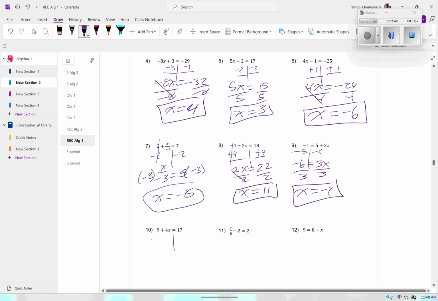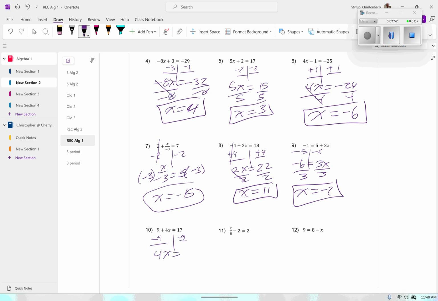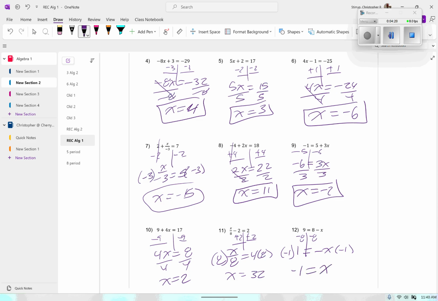Number 10, we're going to subtract 9 from both sides. Divide each side by 4. So x equals 2, because 8 divided by 4. We're going to add 2 to both sides. Then we're going to multiply both sides by 8. On this one, I'll subtract 8 from both sides. So I get 1 equals negative x. Multiply both sides by negative 1 to get rid of the negative in front of the x. So negative 1 is equal to x.